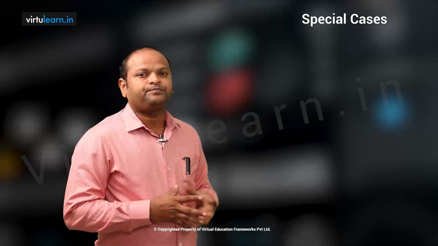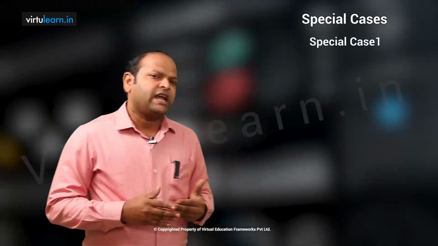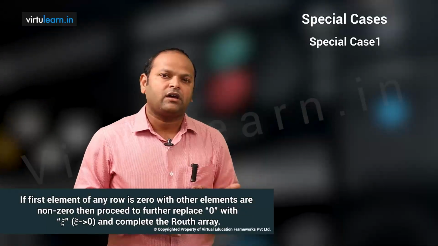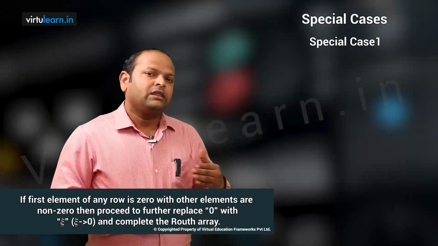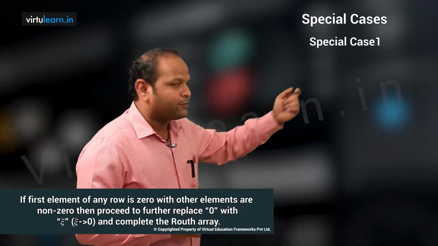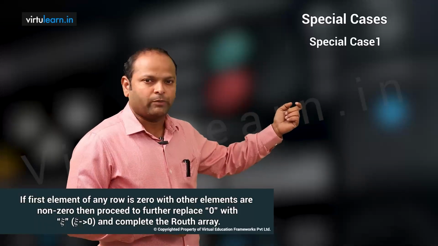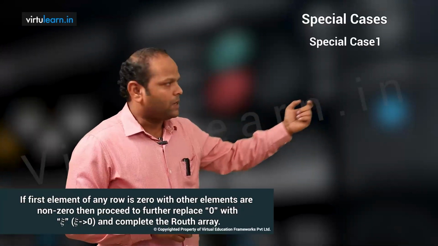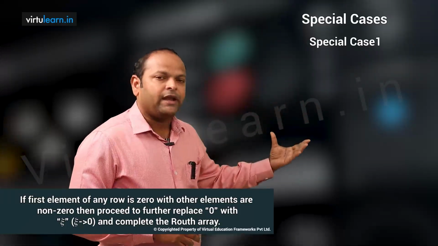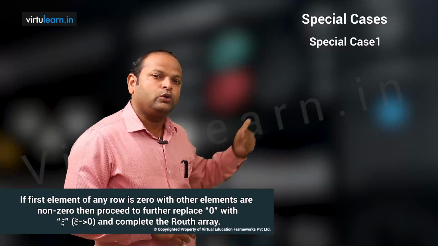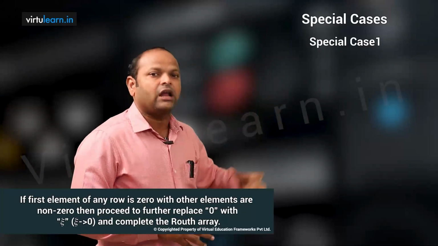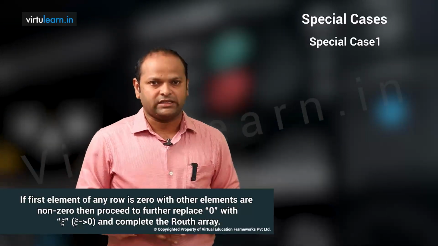Special case 1. If the first element of any row is 0 with all other elements non-zero, then to proceed further, replace 0 with epsilon, a small positive number where epsilon tends to 0. Epsilon is a very small positive number, and fill the complete Routh array. To know the stability of the system, look again at the first column elements and their sign changes.